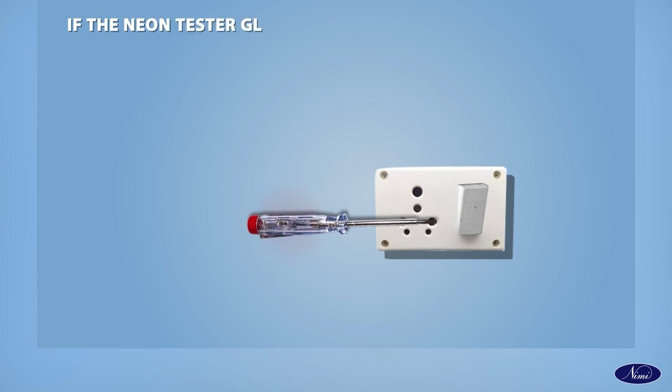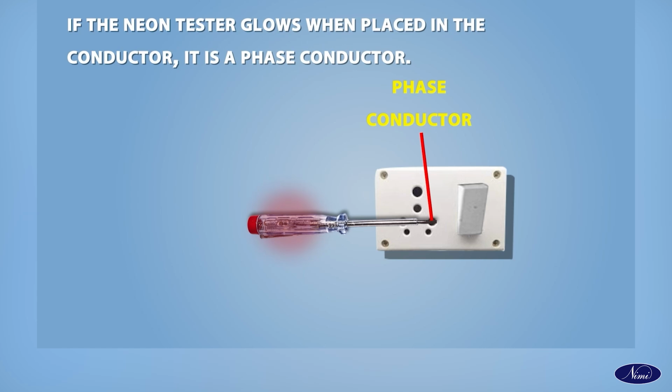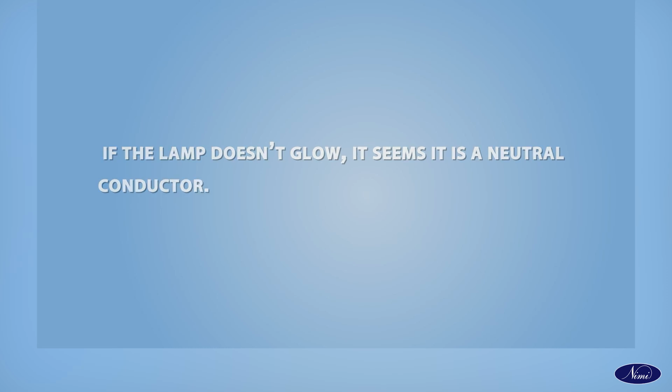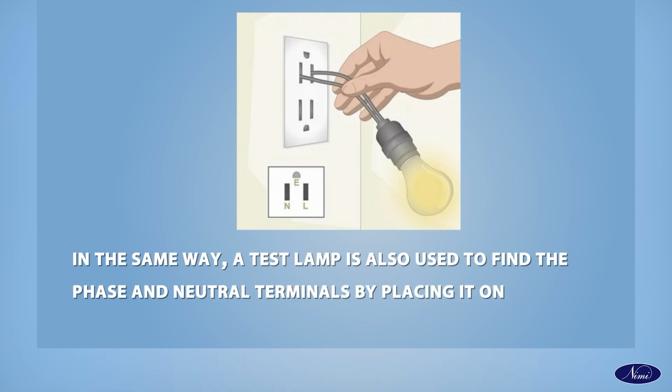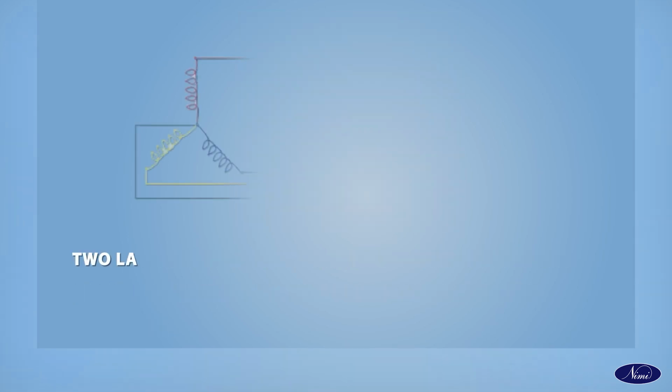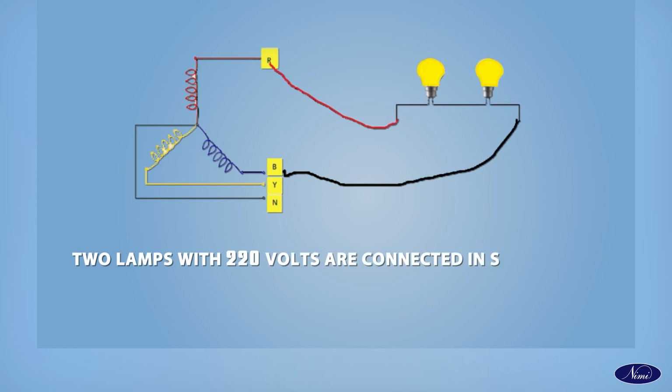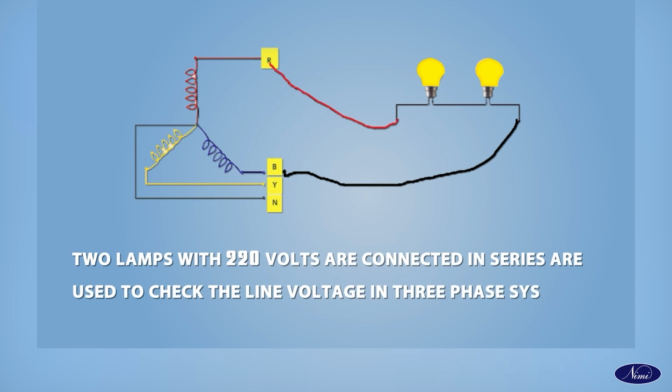If the neon tester glows when placed on the conductor, it is a phase conductor. If the lamp doesn't glow, it is a neutral conductor. In the same way, a test lamp is also used to find the phase and neutral terminals by placing it on the terminals. Two 220 volt lamps connected in series are used to check the line voltage in a three-phase system.